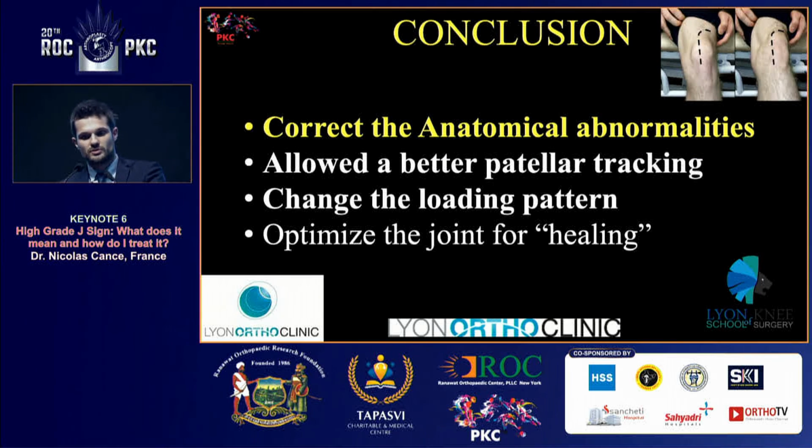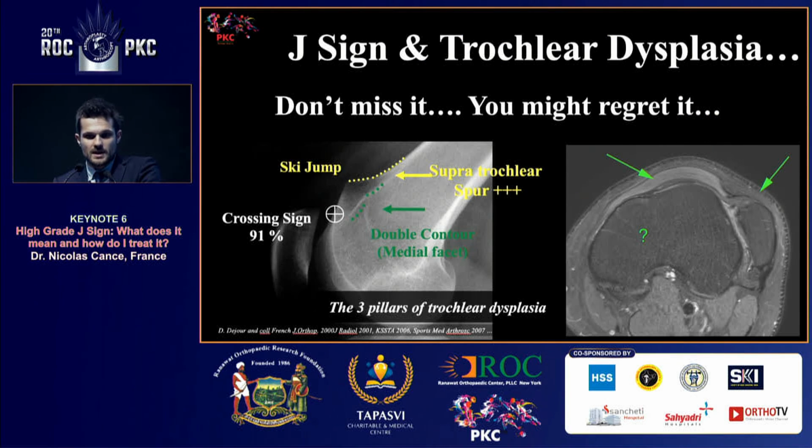So in conclusion, in order to treat your patellofemoral instability, you need to address the anatomical abnormalities to allow a better pattern of patella tracking, and you need to change the loading pattern to optimize the joint for healing. And if you just have to go back home with one message, you need to know every pillar of the trochlear dysplasia in order to classify it, and if needed, perform a trochleoplasty.